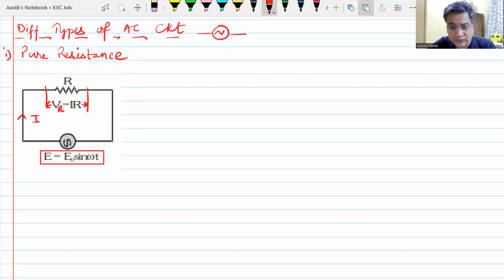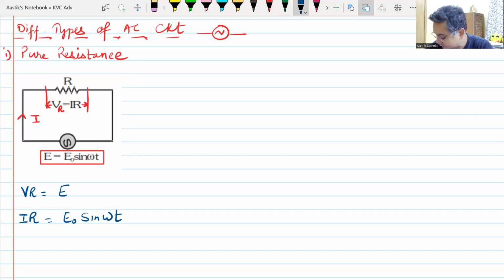Now, if you apply Kirchhoff's law in this circuit, you will understand that this VR will be equal to E. Yes or no? Yes, sir. VR, the potential drop across the resistor, same potential drop will be across the AC source. Whatever the potential drop is across the AC source, that will be the same potential drop across the resistor. Or I can write I into R will be equal to E naught sine omega t. Yes or no?